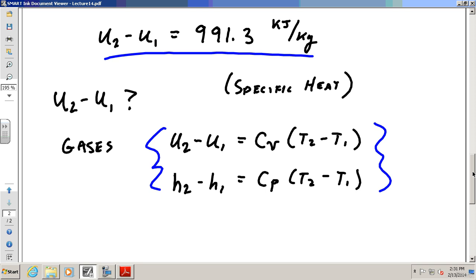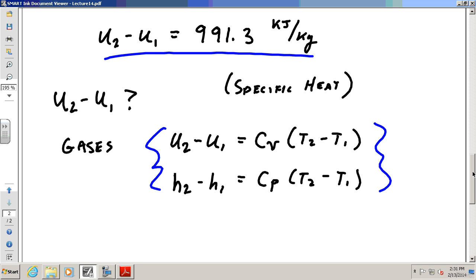Now, one of the biggest questions I always get from students is, how do I know when to use U's and when to use H's? The answer is fairly simple. If you have a closed system, you use U's. If you have a control volume, you use H's.